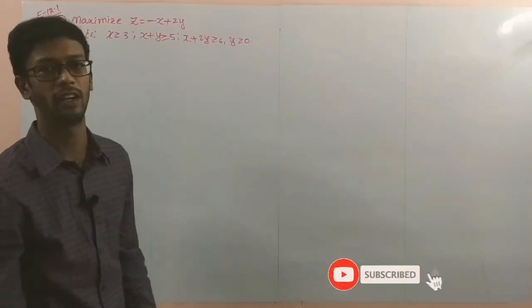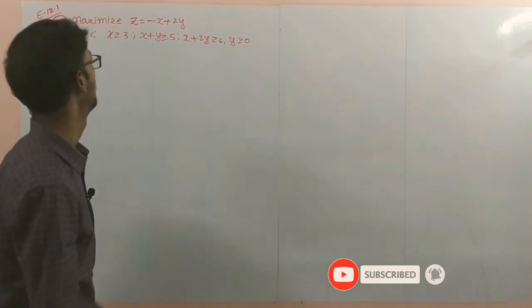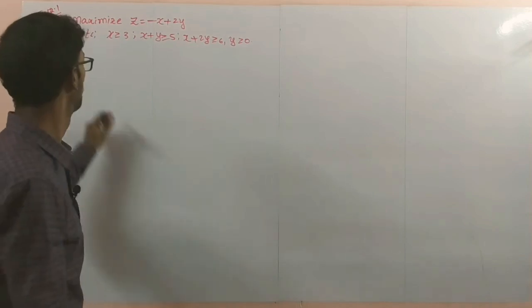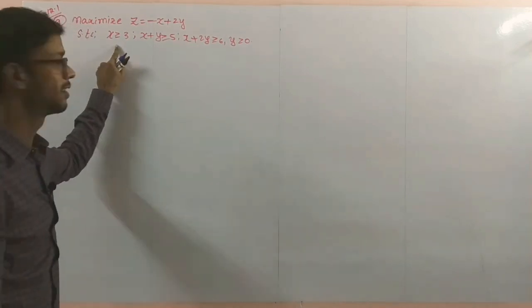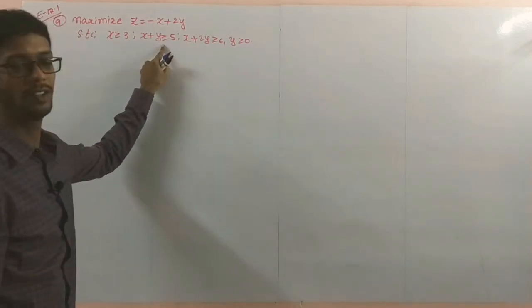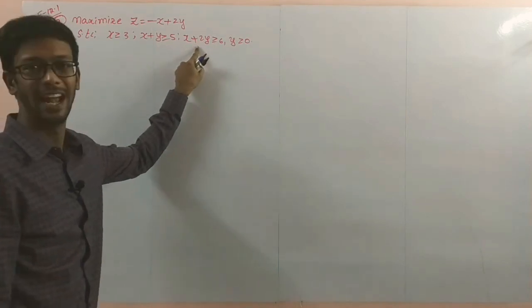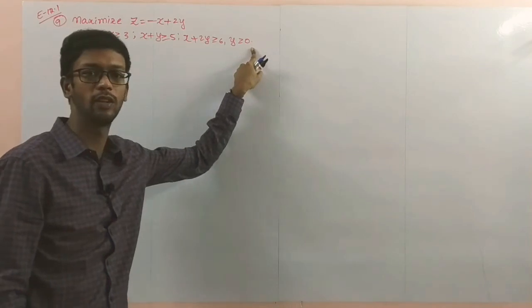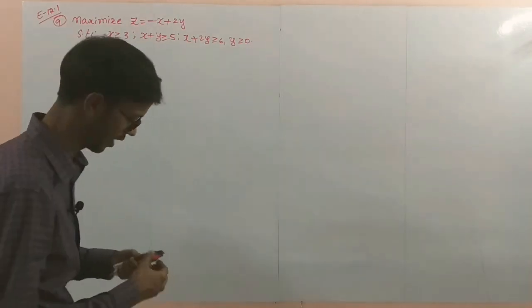Next, Exercise 12.1, problem number 9. Maximize z equal to minus x plus 2y, subject to constraints: x is greater than or equal to 3, x plus y is greater than or equal to 5, x plus 2y is greater than or equal to 6, y is greater than or equal to 0. They have given 3 constraints.